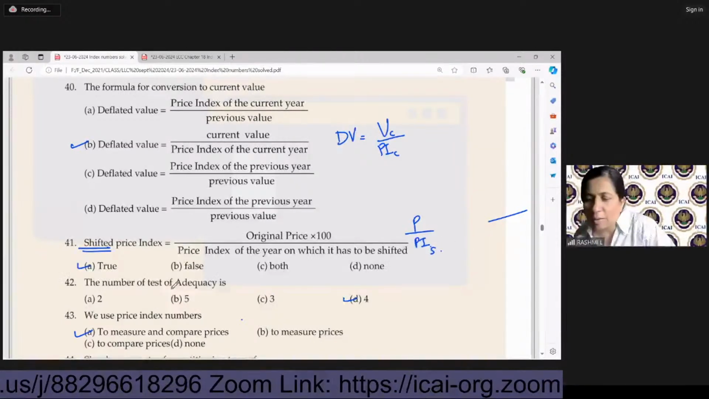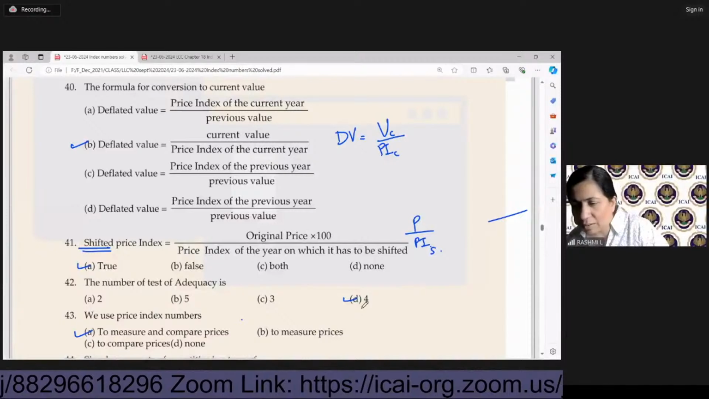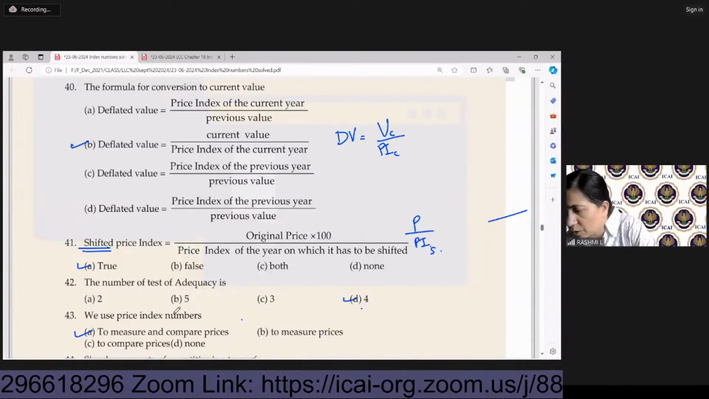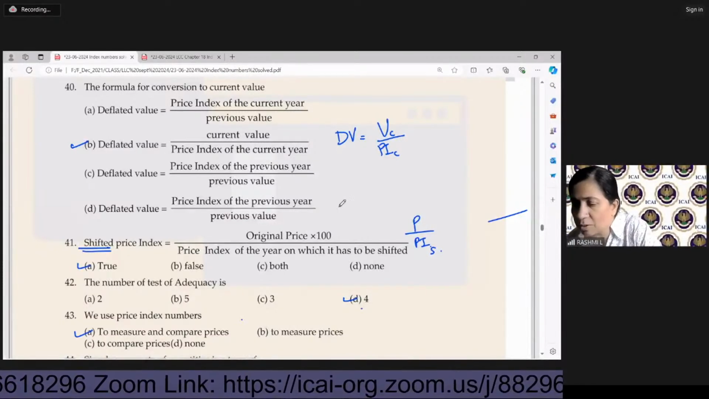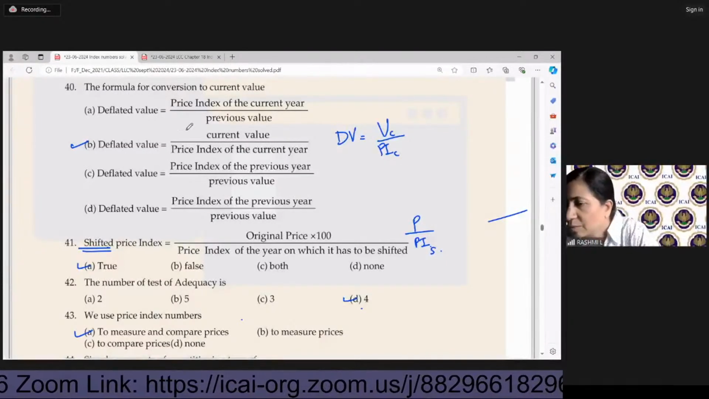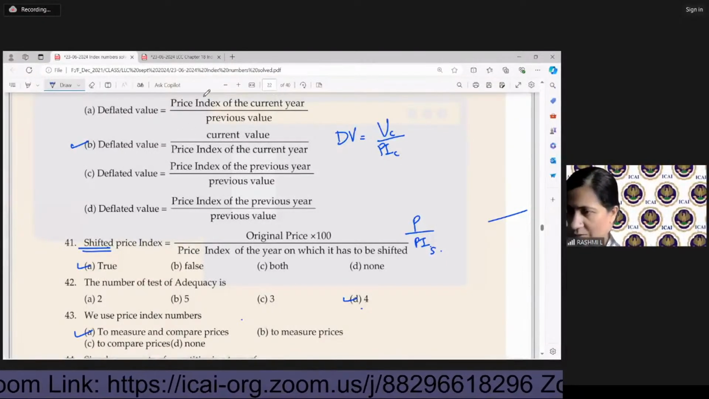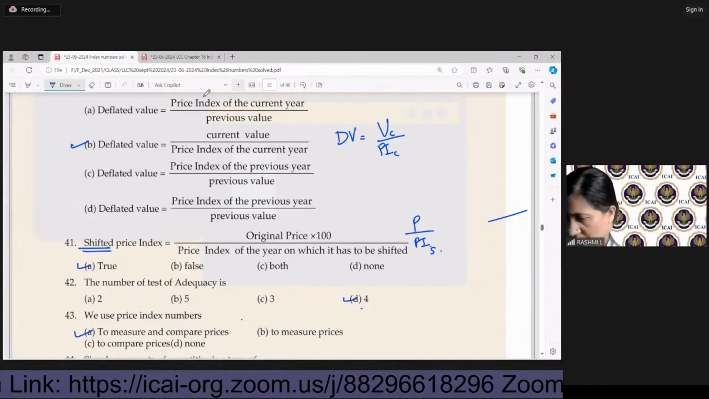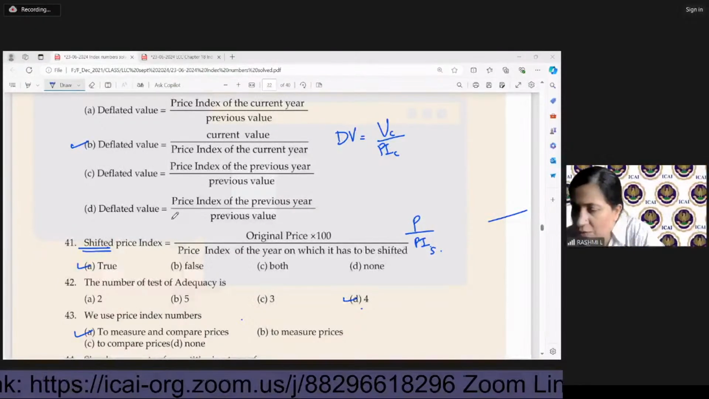Okay. The number of tests of adequacy are 4. Can anybody put in the chat box what the 4 tests of adequacy are? Can you write the names down? What are the 4 tests of adequacy?